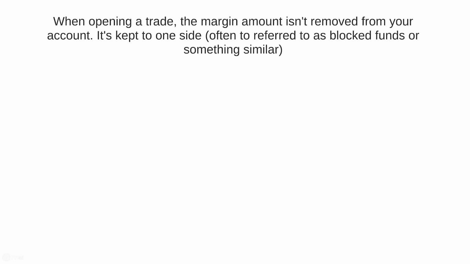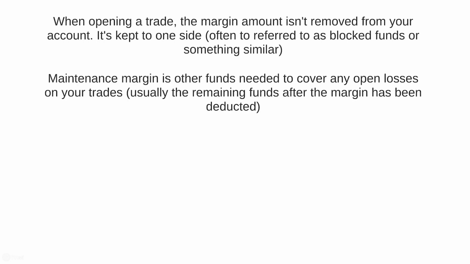When you open a trade, the margin amount isn't removed from your account, more kept to one side. You often see this described as blocked funds or something similar whilst the trade is open. Maintenance margin is the amount of money you need to cover any current losses on the position, if there is any. This will usually be the other funds you have in your account.